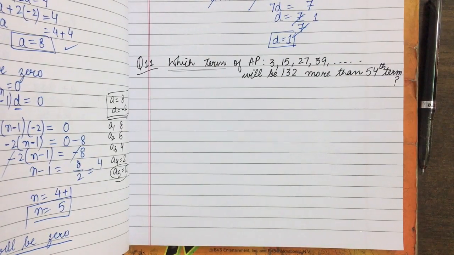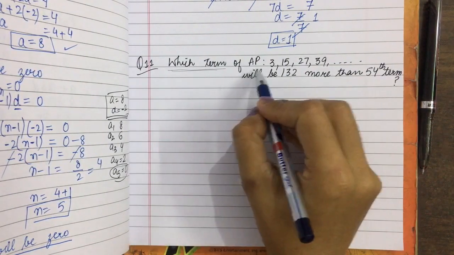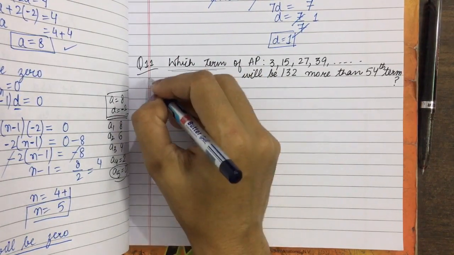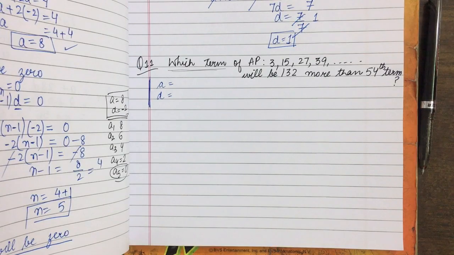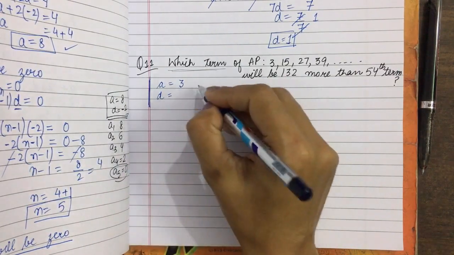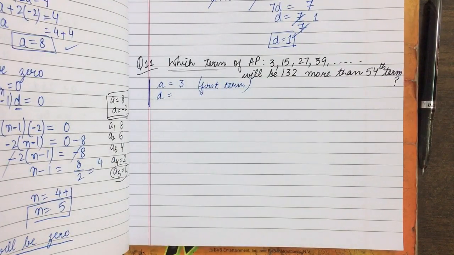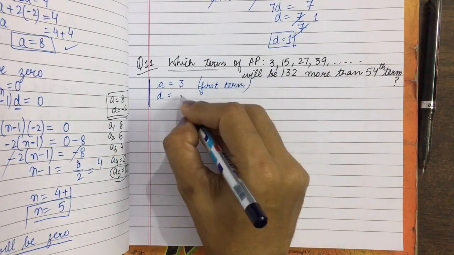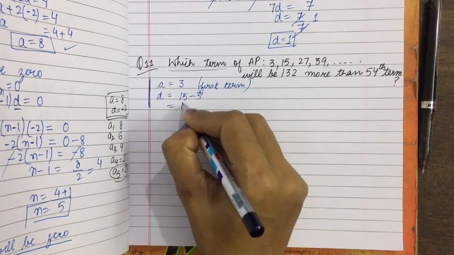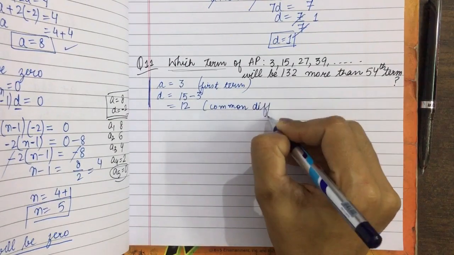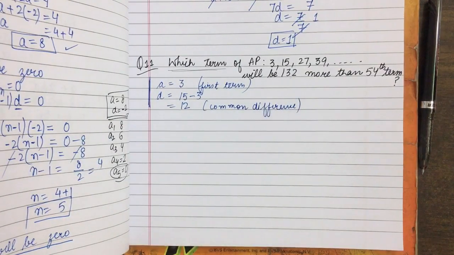The first thing that I want to do here is, with the help of the given AP, write down the first term and the common difference. Now this is the first step which I've told you to do every time you have been given an AP. So using this AP, the first term is 3. So the value of A is 3. This is the first term. And then we want to find out the common difference. Subtracting two consecutive terms, going backwards, the common difference is 12. Once you have obtained these two, now let us focus on the question.